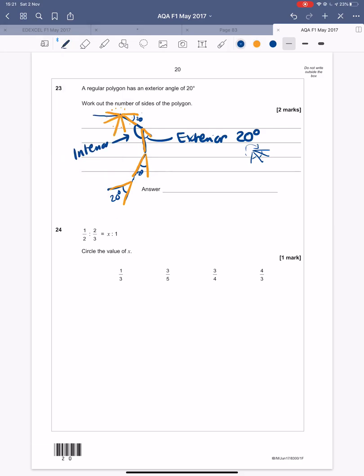And what you would find is that the number of these 20s that go around the point is actually one for every side. So the number of sides is actually 360, the full thing, for all around the point, divided by 20, which is 18 sides. So the number of sides of a regular polygon is always 360 divided by the exterior angle. Okay, so that's just something to remember. I hope that helps there.